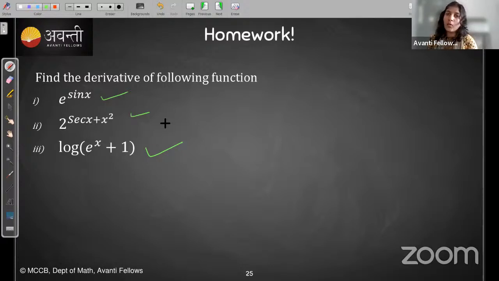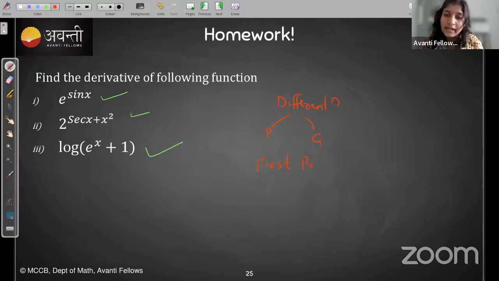Now let's quickly revise the things that we learned in today's class. We started with differentiation, correct? We learned the physical meaning as well as the geometrical meaning of differentiation. Physically, differentiation represents the instantaneous rate of change of the function at a given point. And geometrically, it represents the slope of the tangent at the given point.